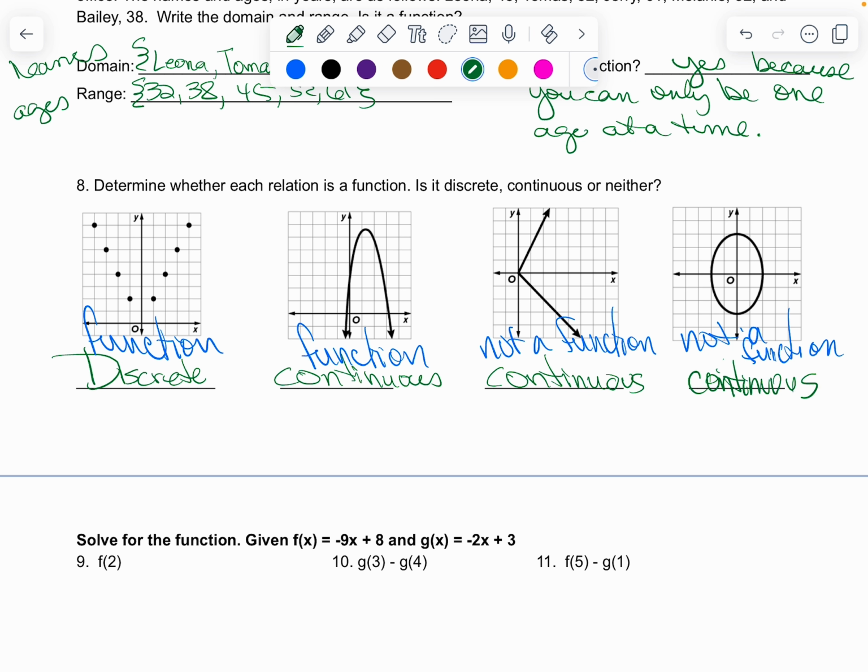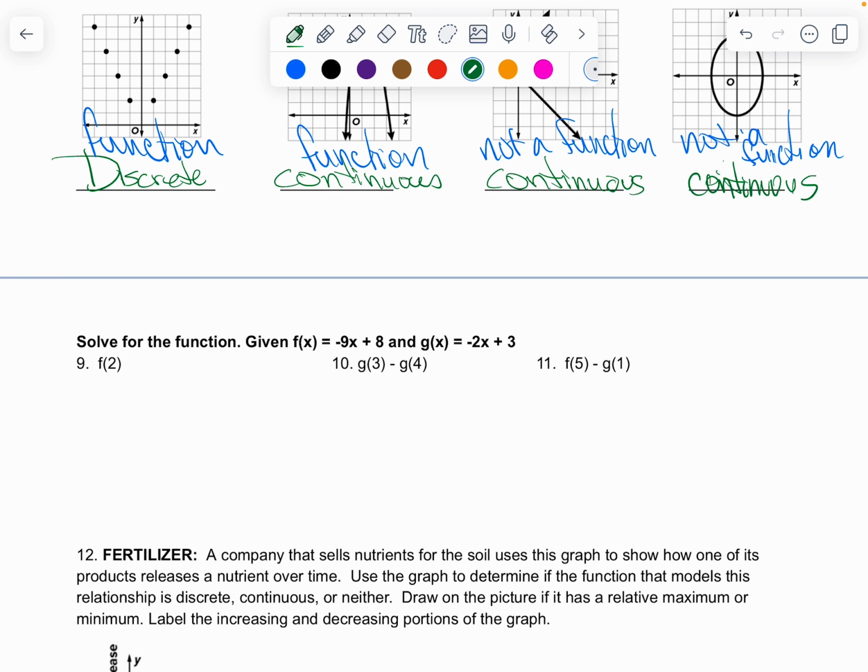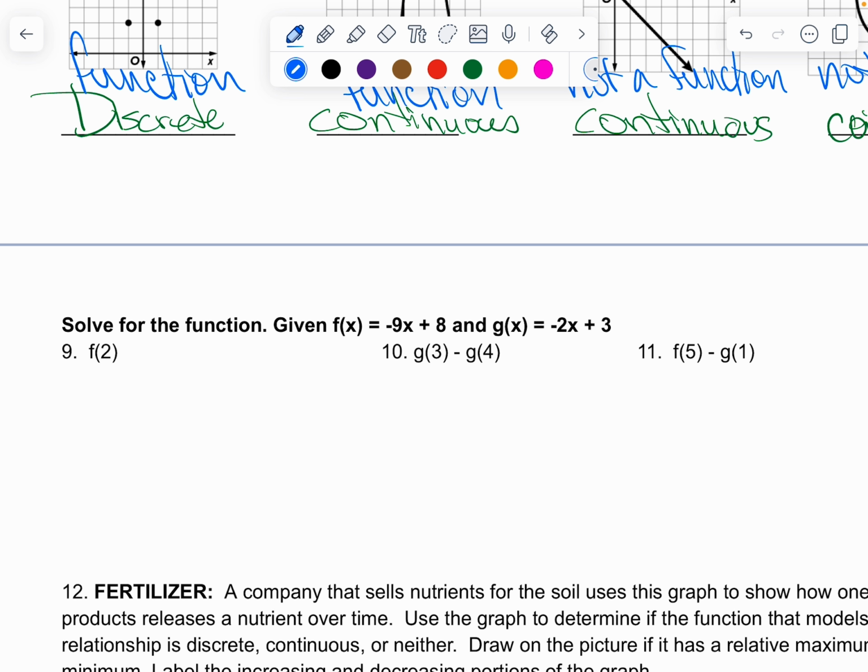Okay, so because blue's my favorite color, we're going to go back to blue. F of 2. So I'm going to replace the x value with 2. Negative 18 plus 8. So negative 10.